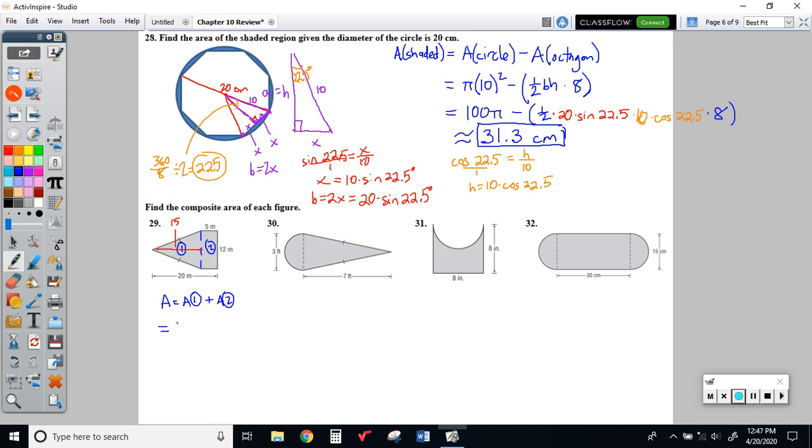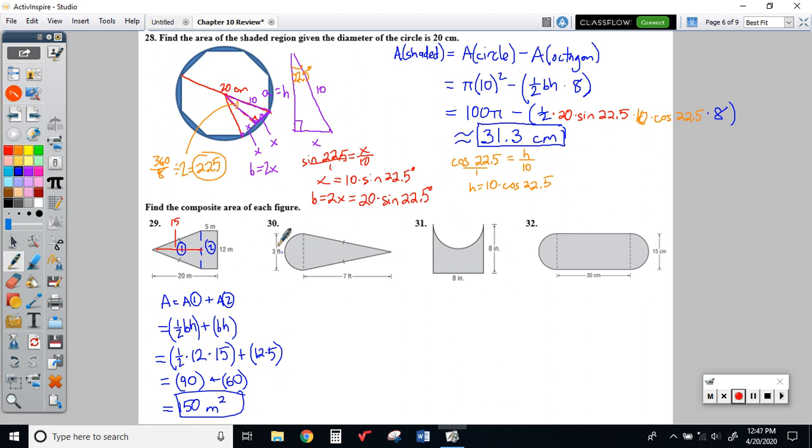So we would have 1/2 base times height. I'm going to write the formulas in general first, plus base times height. These b's and h's aren't necessarily the same. They are dependent upon the shapes you're looking at. So this is 1/2, base is 12 for that triangle right here, and the height perpendicular to that would be 15. Plus base times height, that would be base of 12, but a height of 5 now, for that rectangle. So we are looking at 6 times 15, 90 for that one, and then 12 times 5, 60. Put that together and you have 150 meters squared.